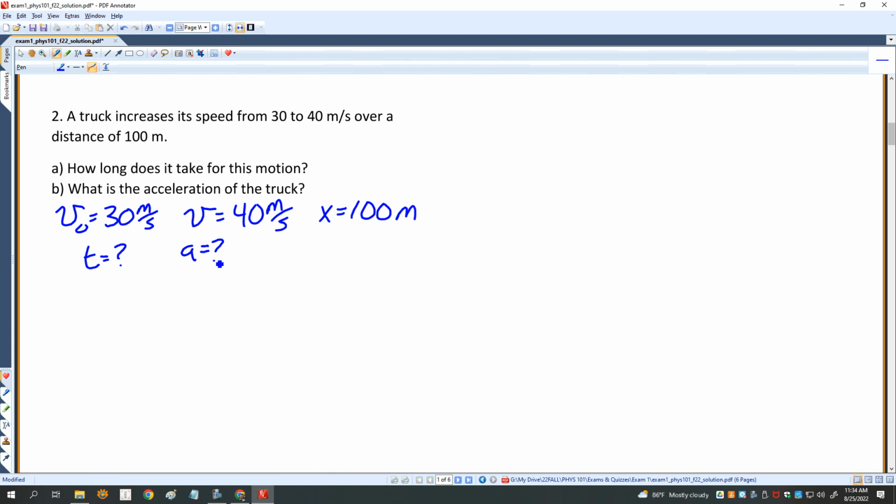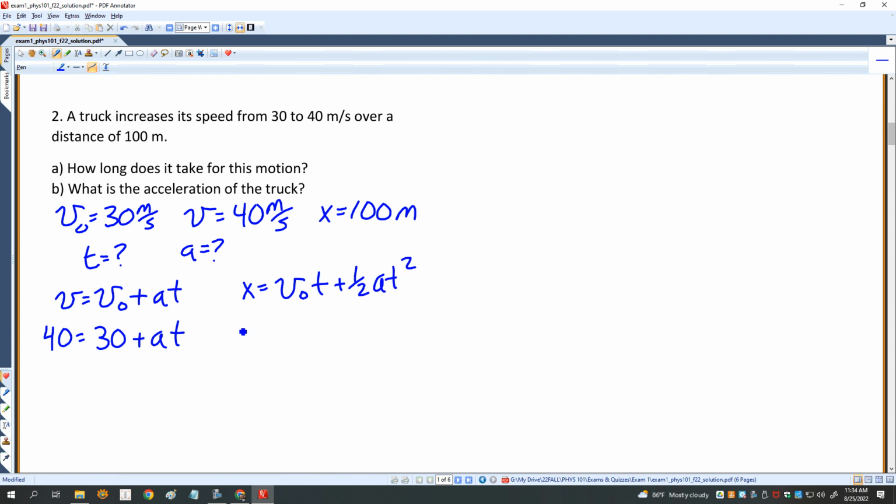Well, there are two kinematics equations, and both of these have two unknowns in them. The first is that v is equal to v naught plus at. I'm going to put these values in. So 40 equals 30 plus a times t. And then the second one is that x is equal to v naught t plus 1/2 at squared. That is 100 equals 30 times t plus 1/2 of at squared.